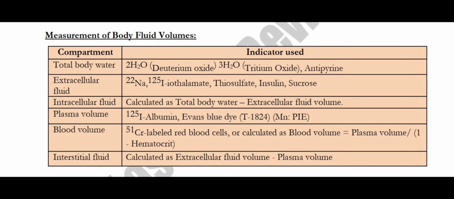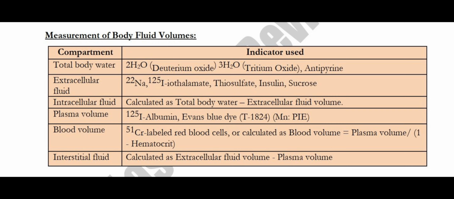Blood volume. This is the total volume of your blood, including blood cells and plasma. How it's measured: Chromium-51 labeled red blood cells. Red blood cells are tagged with a radioactive isotope of chromium. Calculation: blood volume can also be calculated using the plasma volume and hematocrit, the percentage of red blood cells in your blood. Blood volume equals plasma volume / (1 - hematocrit).